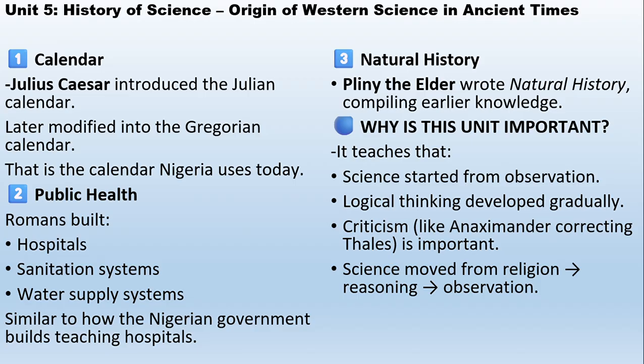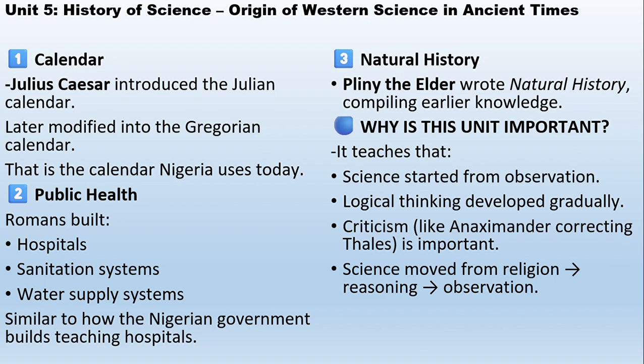They were able to contribute to the calendar. This Julius Caesar, yes, we should know Julius Caesar. Everything that belongs to Caesar must be given to Caesar. So this Julius Caesar introduced the Julian calendar.